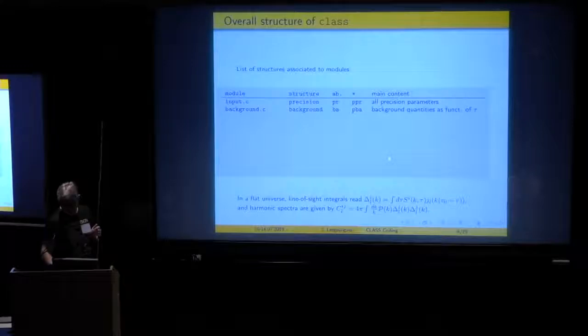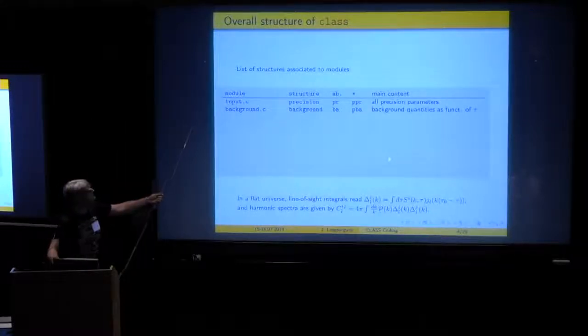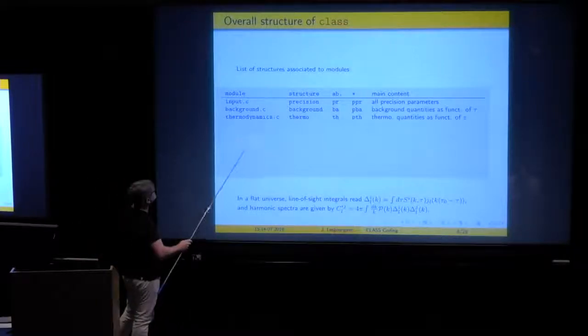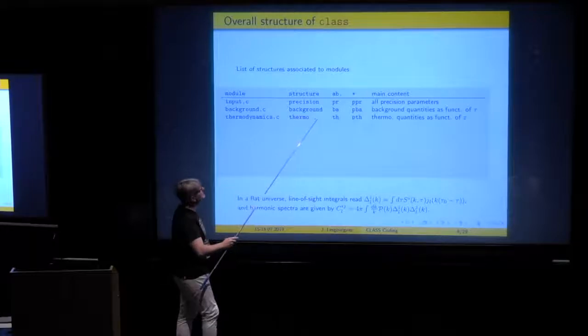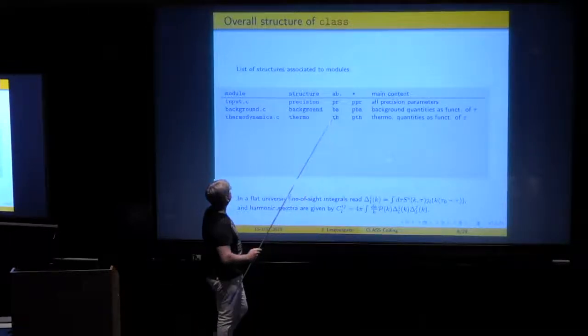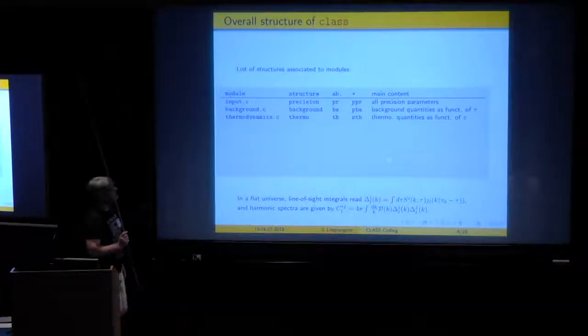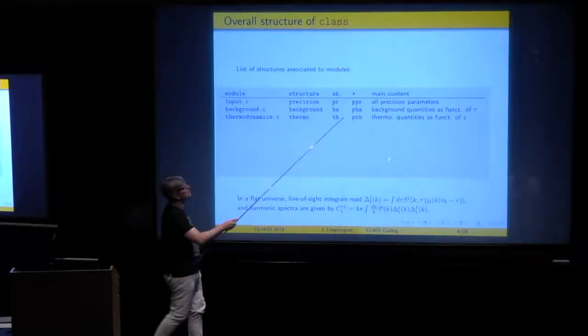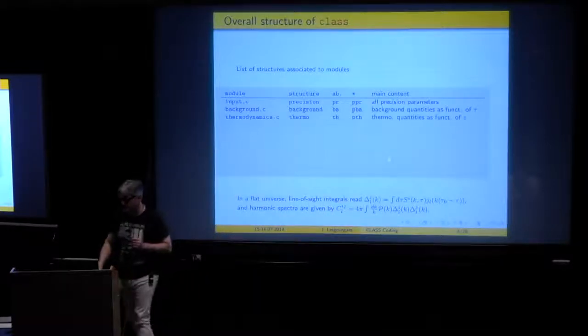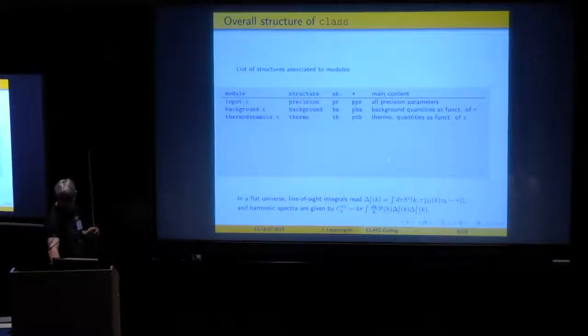Okay, so this was a special module. We go on with other normal modules. Thermodynamics.c has all its variables in a structure thermo, abbreviated TH. The pointer is PTH. And the goal of the thermodynamics module is to write a table, like for the background module, with all the quantities as a function of z. For instance, the Thomson scattering rate as a function of redshift.